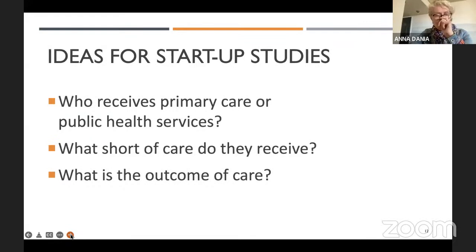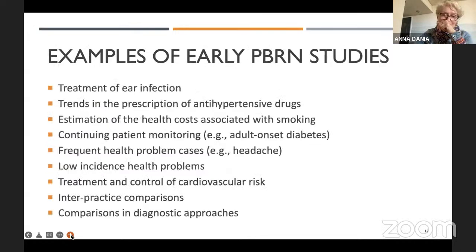But I think that I want to help you, and already Sabir said some basic ideas for startup studies. And here the same applies for the PBRNs and the same applies for you. Very basic ideas for startup studies are: who receives primary care or public health services, what sort of care do they receive, and what is the outcome of care? And I would really encourage you to seek that kind of questions. And then here I cited for you some information that comes from the international literature of what kind of PBRN studies we had in early stages of PBRNs. I would say that such kind of studies could be achievable also by someone from you.